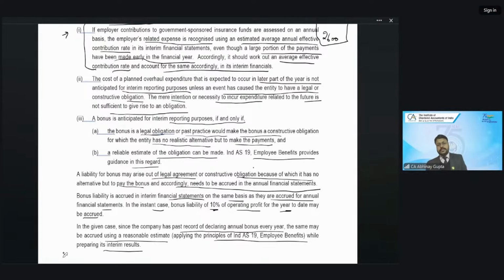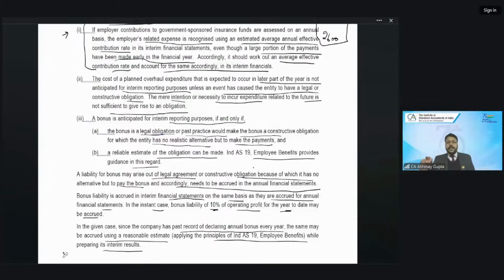So what do you mean by this? Are you going to record any bonus expense in the interim period or not? Yes, we are going to record the bonus in the interim period, because of what the guidance is. The guidance says that if the bonus payment is a legal obligation, because you have given in writing to the employee that you will pay the bonus at the year end based on the overall profits of the company, 10% of the profits, then this is a legal obligation.